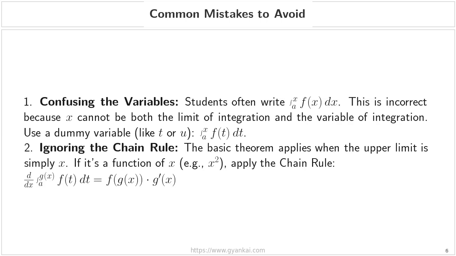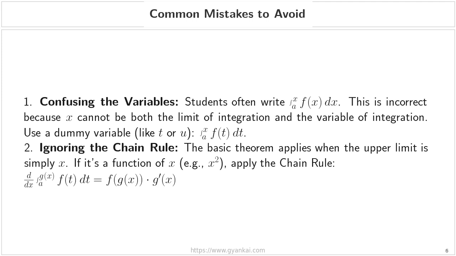Point 2. Ignoring the chain rule. The first fundamental theorem, as we've seen, gives us a direct way to differentiate an integral when the upper limit is simply x. However, things get a little more complex if the upper limit isn't just x, but a function of x, let's say g of x. In that case, you must apply the chain rule. The formula looks like this.